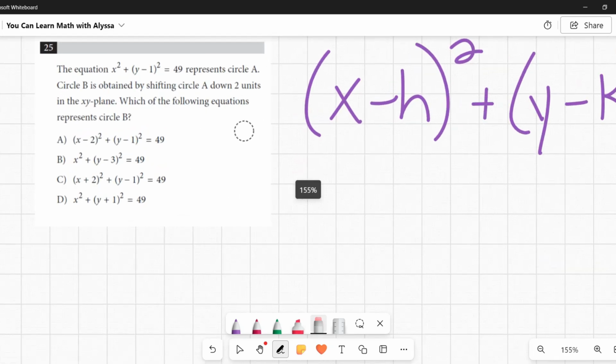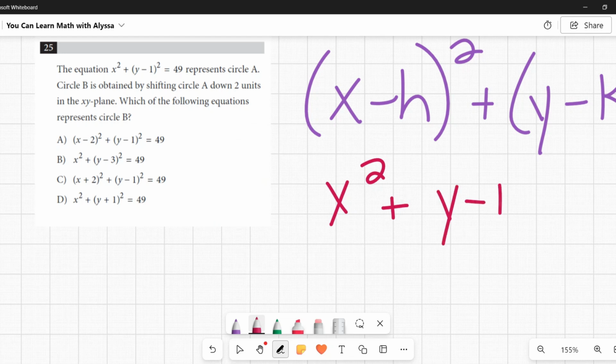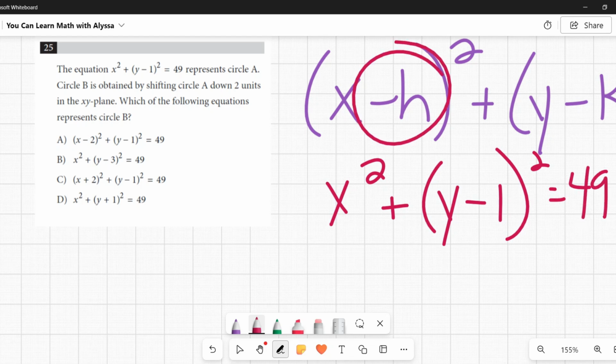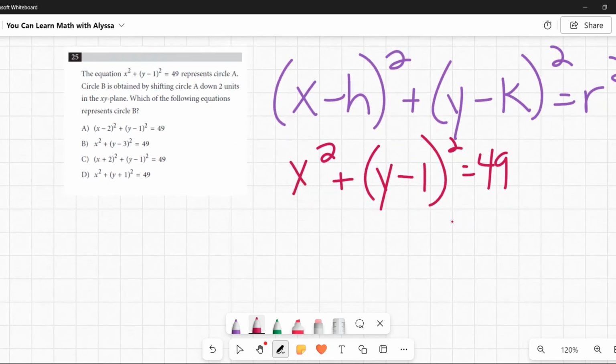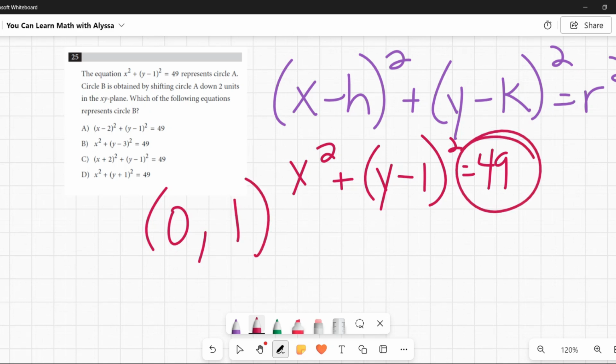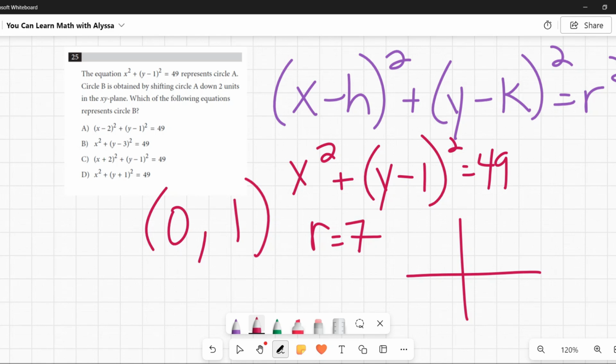They told us that x squared plus (y minus 1) squared equals 49. Now you may notice there is no h. There's nothing here. When that happens, it's just 0. The x is going to be 0. So I know the center's x is at 0, and that minus 1 means the y coordinate there is 1. The radius squared is 49, so the square root of 49 is 7. So I have a circle that has a center at (0, 1), and it's got a radius of 7.